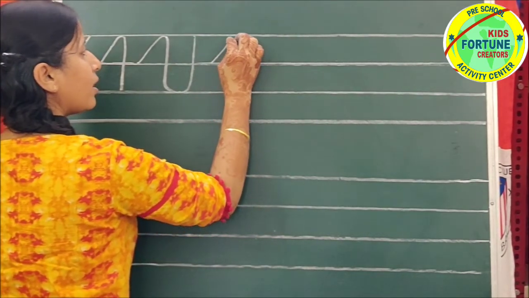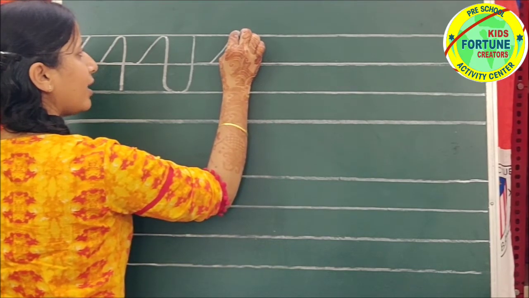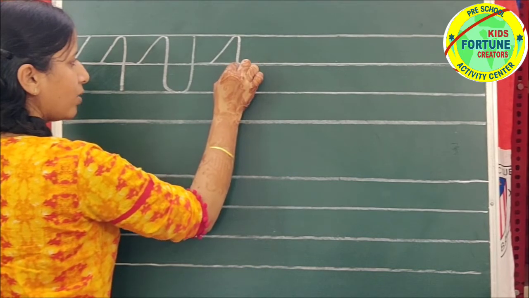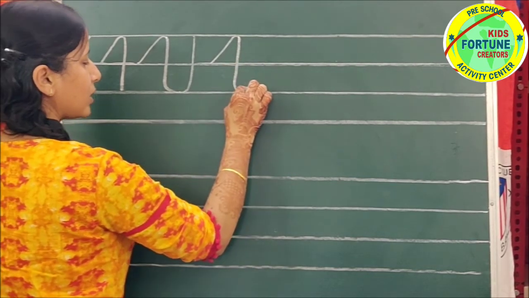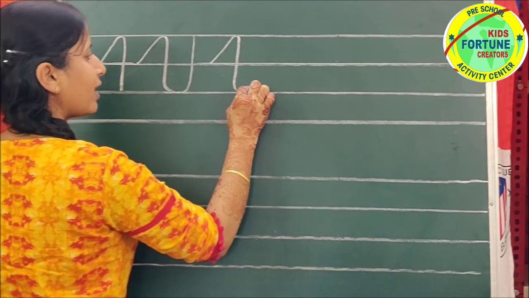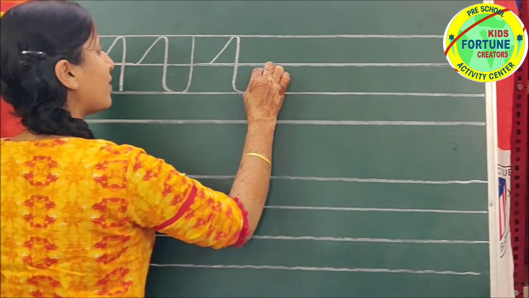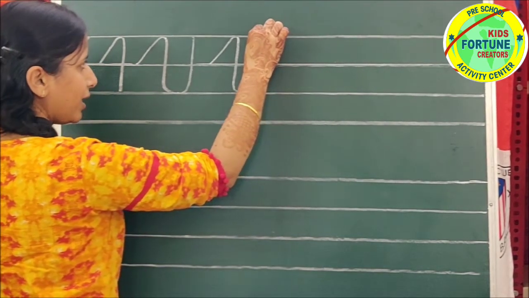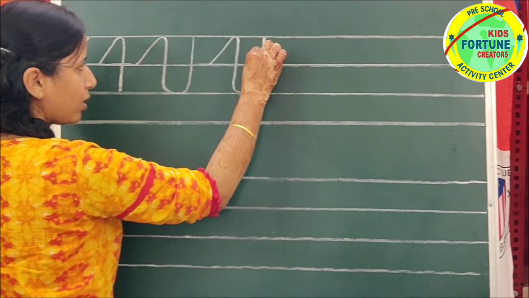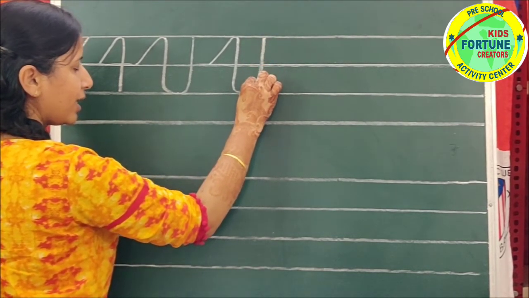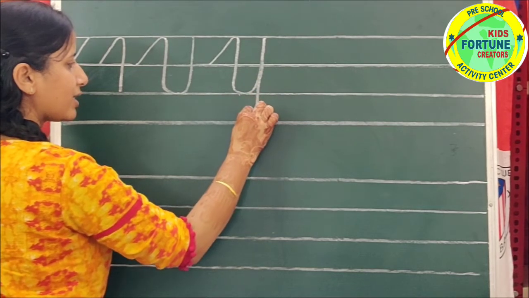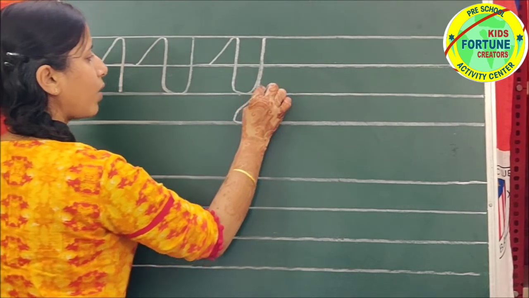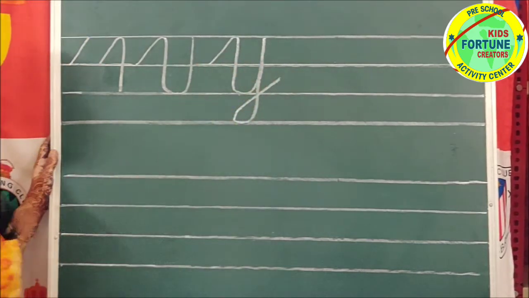Go up with slant line, make a small curve, come down, make a curve and go up with standing line till top line. Now come down on same line till last line, make a loop and come out with a tail. This is Y.